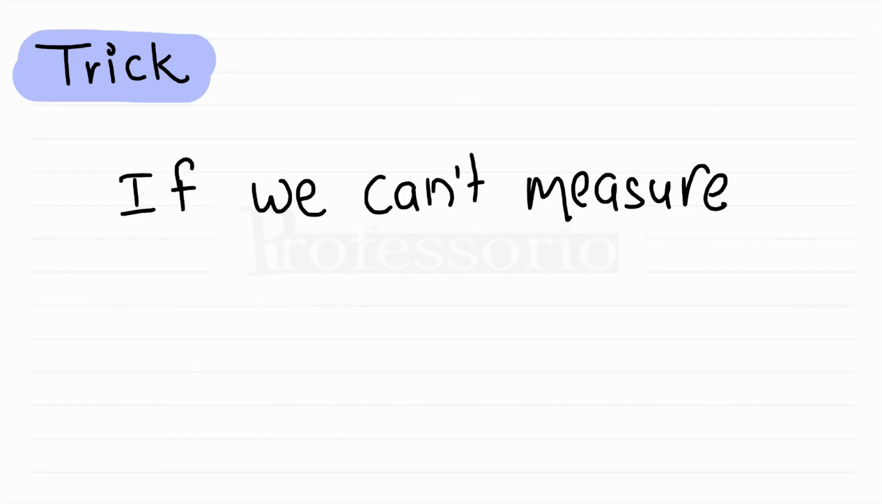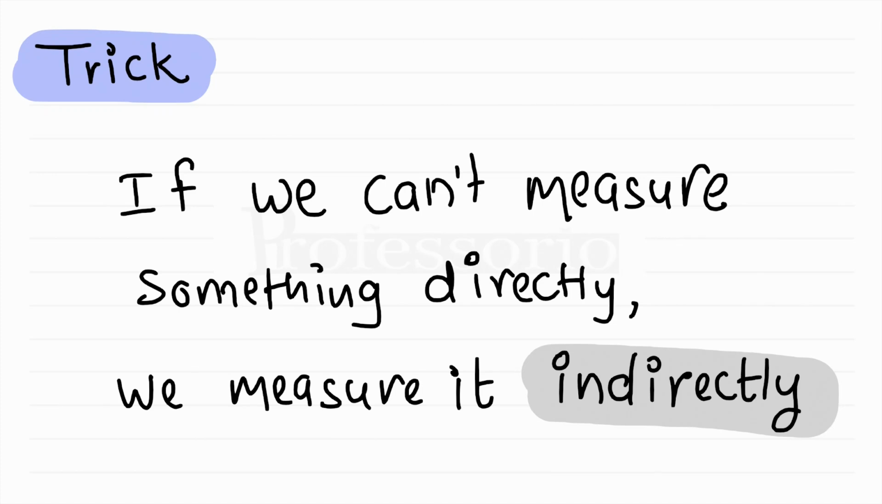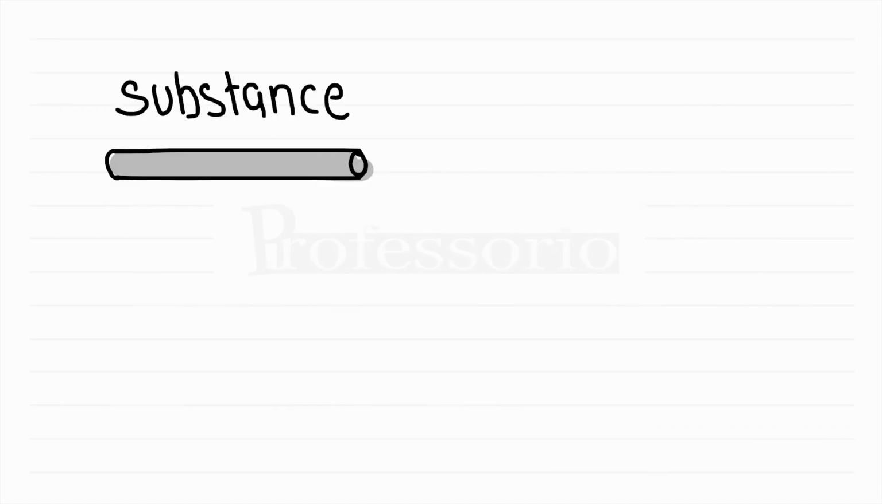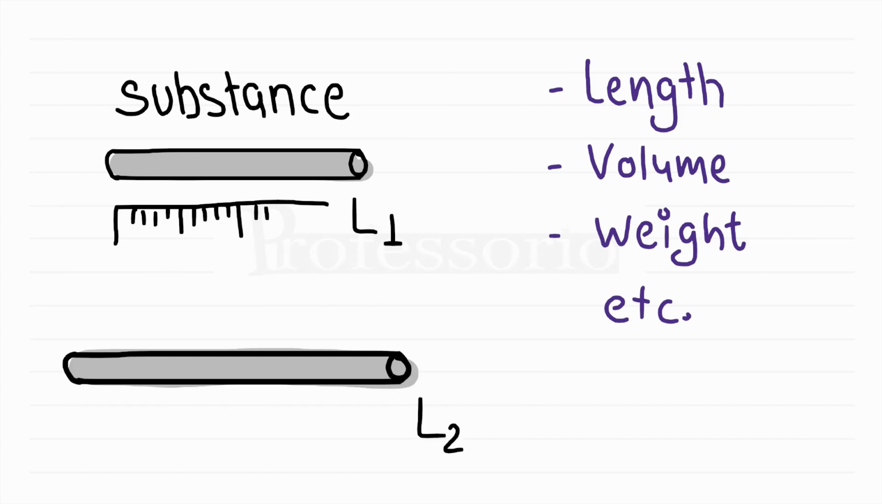Here's the trick scientists use. If we can't measure something directly, we try to measure it indirectly. We simply choose any substance and look for a property that can be measured, like its length, volume, weight, etc. Then we observe if that property changes when the temperature changes. And if it does, we can relate temperature to that property.